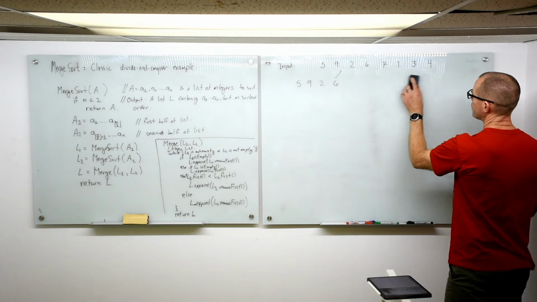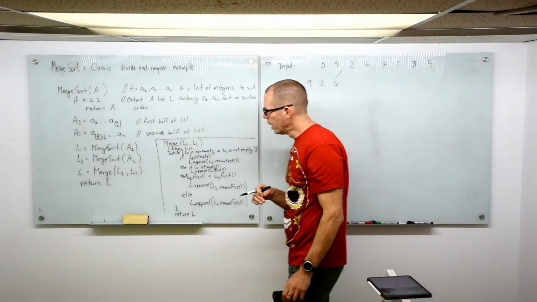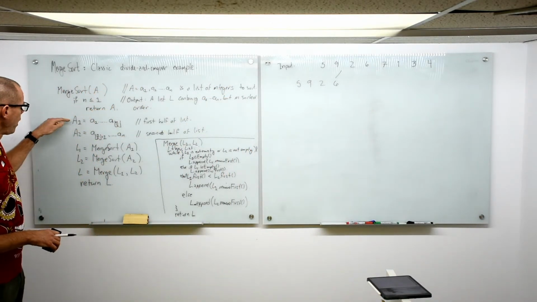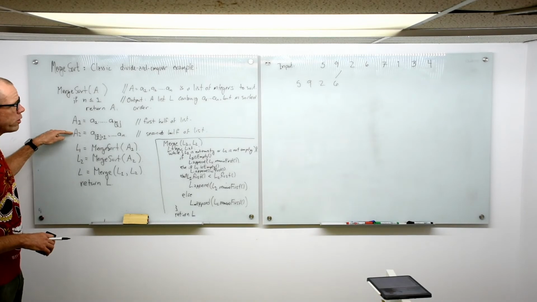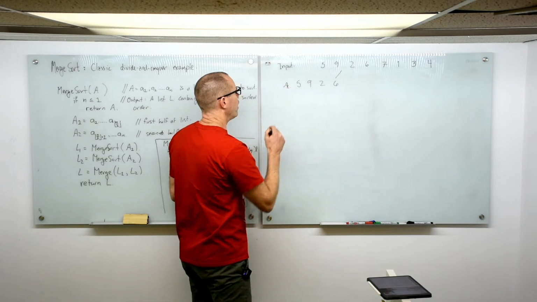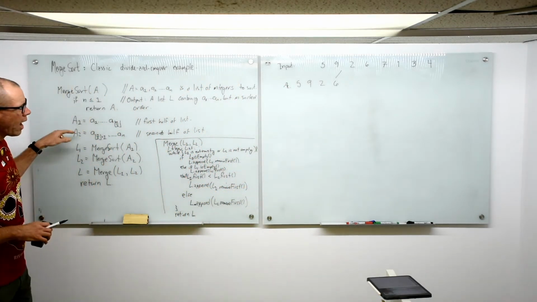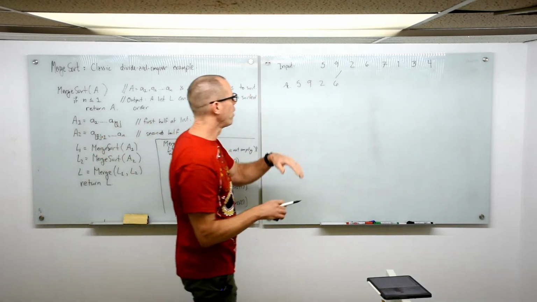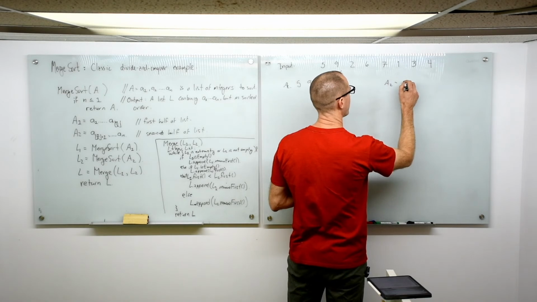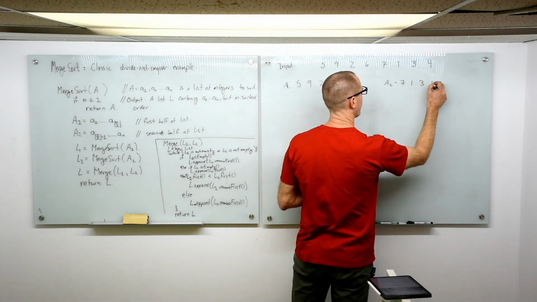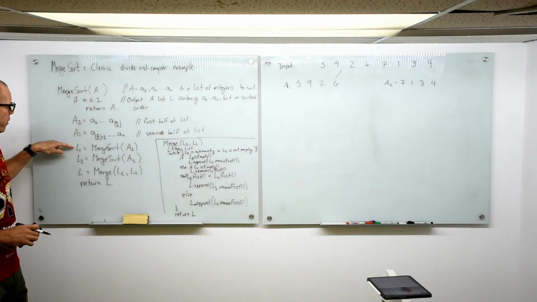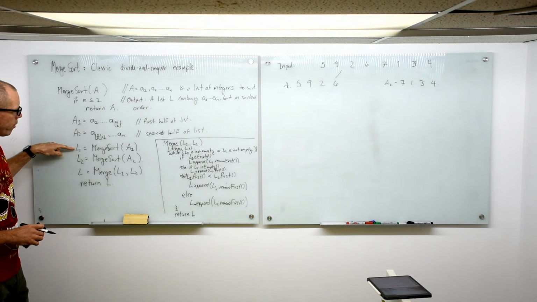So just so you understand what's happening in the recursion, let's run this thing on this example. This says we should define A1 and A2. A1 is the first half of the list, and A2 is the second half of the list over there. Guess we can define it now, even though I just erased it. 7, 1, 3, 4. And now we call merge sort on A1.